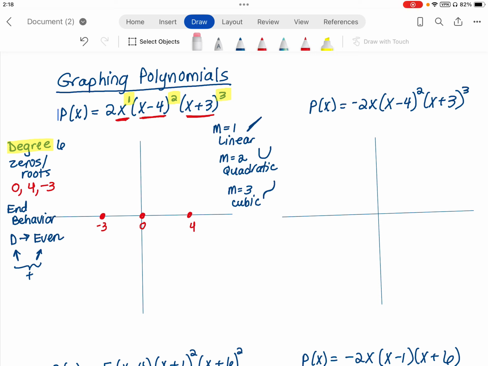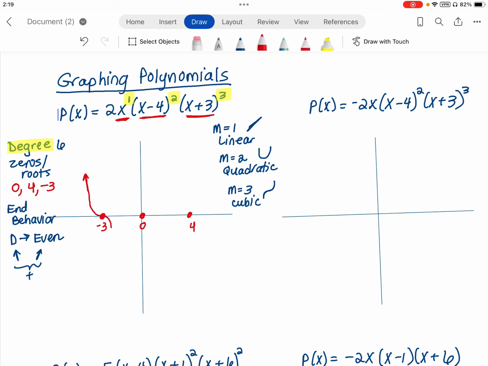So now we have to put all of this together to get a graph. So I'm going to have, like I said, at the negative 3, I have a multiplicity of 3, so it's going to be cubic, and it's also going to be going up on this end. So I'm going to have my graph come down, a little bend there, and then cross on through, okay?